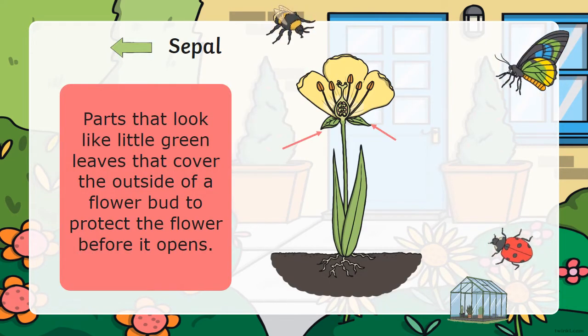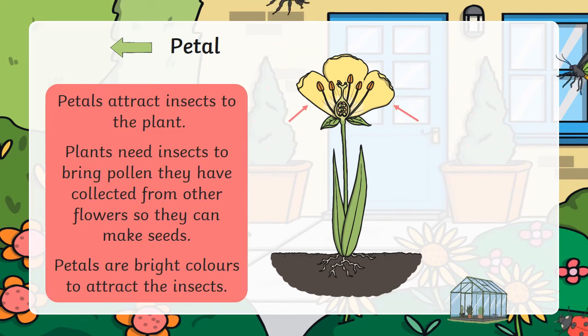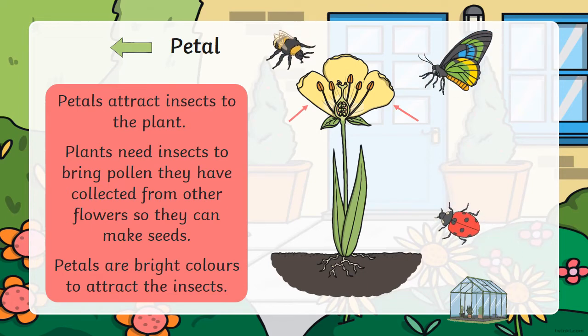Let us go to the first part, the sepal. These are parts that look like little green leaves that cover the outside of a flower bud to protect the flower before it opens. That's the sepal. The petal. Petals attract insects to the plant. Plants need insects to bring pollen they have collected from other flowers so they can make seeds. Petals are bright colors to attract insects.